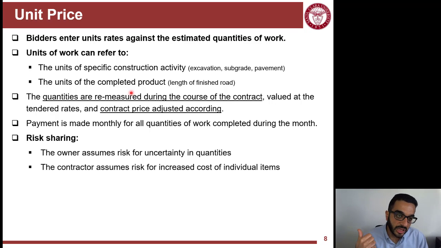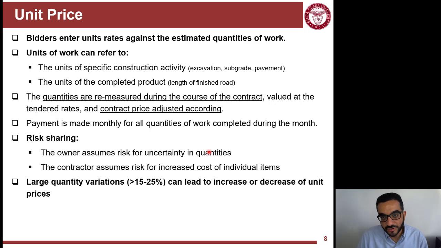So they know that they will have excavation, they will have concrete, but they don't know how much exactly excavation will be needed. On the other side, contractors here assume the risk of the increased cost of individual items. So they will mainly focus on what construction methods to be used in this project, which will be translated into unit price, but how much will be the quantity, that's the risk for the owner to handle.